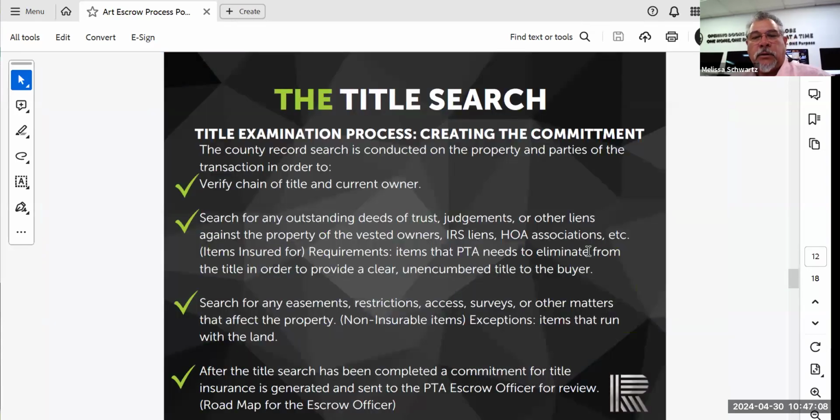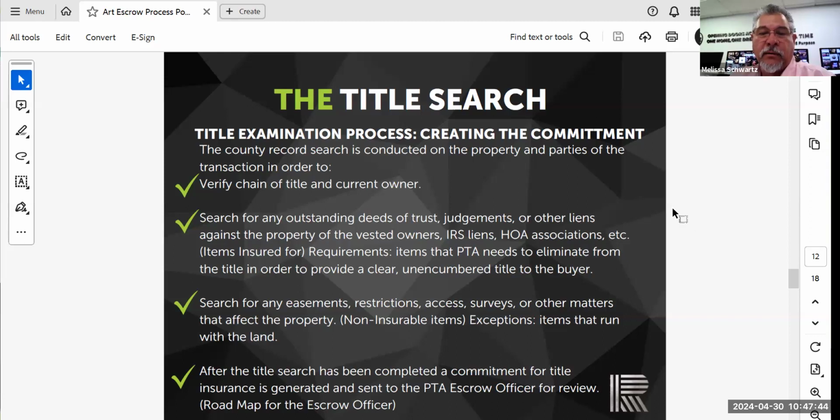Next we've got title examination, research, the commitment. Back in the day, our old timers used to call it a preliminary title report, because at that time we were told that we're not committing to anything. So we can't call it a title commitment because we're not committing to anything. We're just doing a title report. This is the preliminary title report, what we're finding on record. Nowadays, they just call it a title commitment. I guess that has gone away.